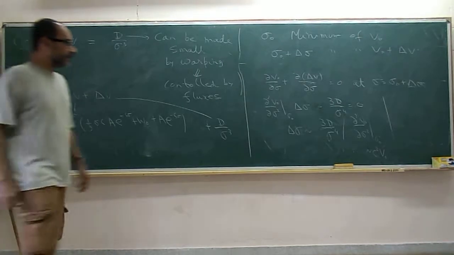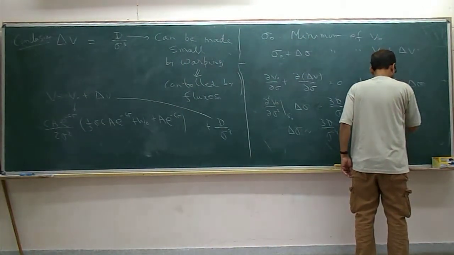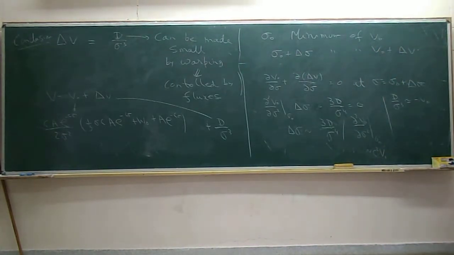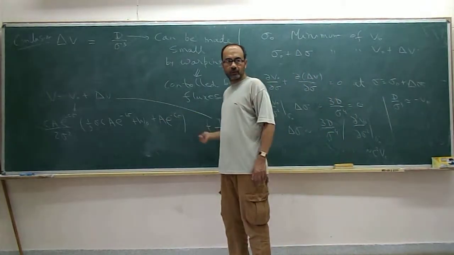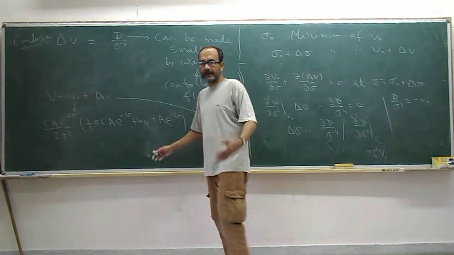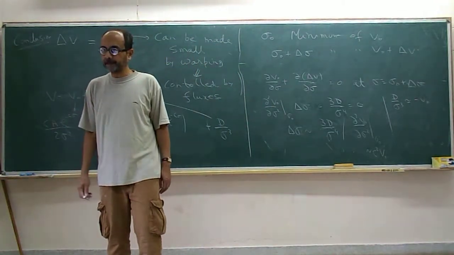Okay. So which basically means that d over sigma naught cubed is close to minus V naught. Right? If we want the sum of the two to be very, very small, then you need a very fine cancellation between these two. Okay? We'll try to get some number like 10 to the minus 120. That's the present cosmological constant in Planck units.